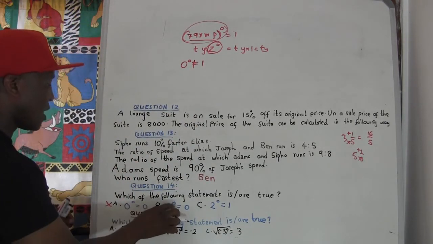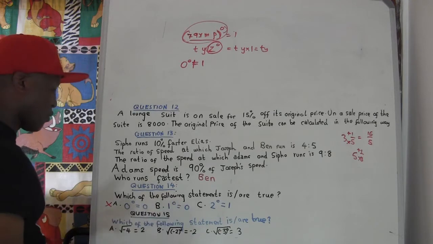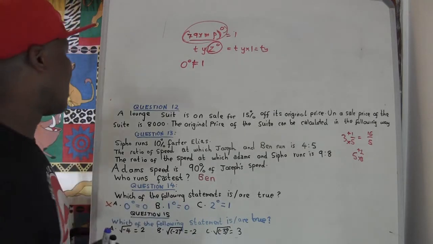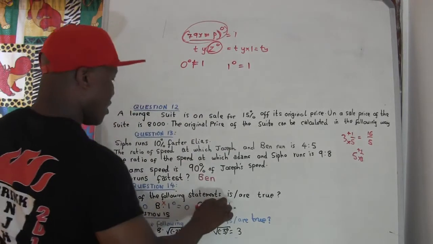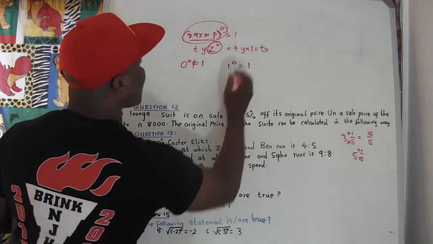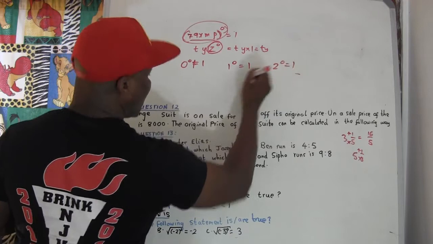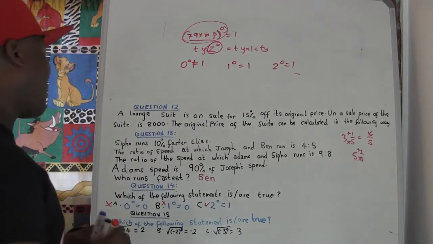Now we go for the second one. 1 to the power 0 equals 0? No, we say any number to the power 0 equals 1, which means 1 to the power 0 equals 1. So this is not true. Okay, 2 to the power 0 equals 1. Yes, this is true, because any number to the power 0 equals 1. So option 3.